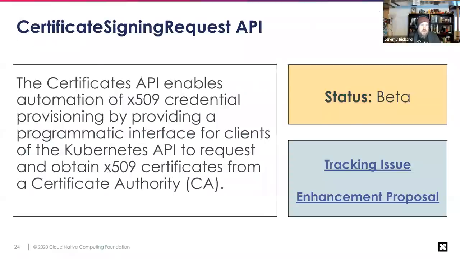Next is some changes to the certificate signing request API. So if you want to use Kubernetes to generate a CA, and or obtain certificates from a CA, you can do something called a certificate signing request. And this API had some changes in 1.18. It's planned to graduate to stable in 1.19.